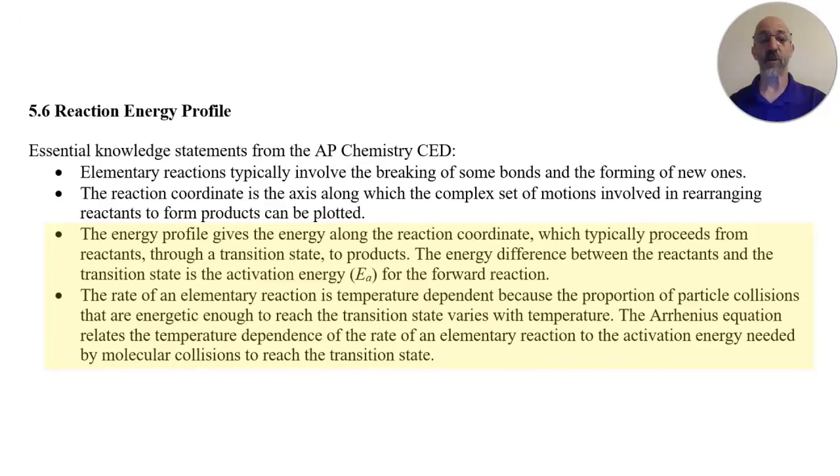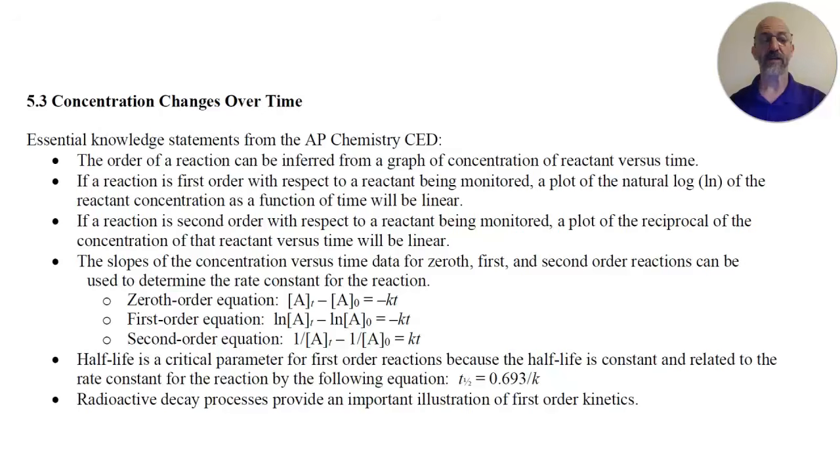But since we are done with question 6, now it is time to move on to the review for topic 5.3, concentration changes over time. Here are some essential knowledge statements from the AP Chemistry course and exam description. The order of a reaction can be inferred from a graph of concentration of reactant versus time. If a reaction is first order with respect to a reactant being monitored, a plot of the natural log of the reactant concentration as a function of time will be linear.